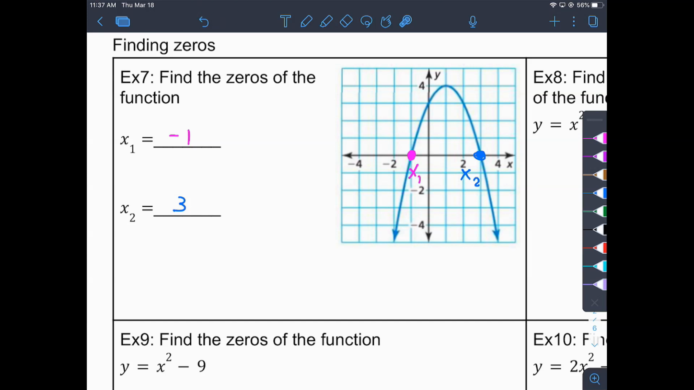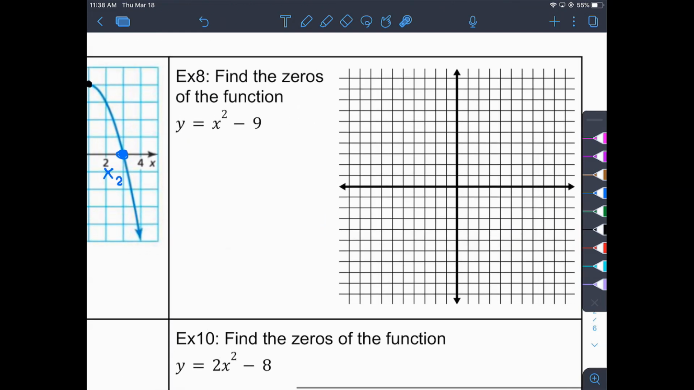But what I want to point out is that the vertex will always be exactly between where it crosses the x-axis. So I see that the crossing happens 1, 2, 3, 4 units apart. So 4 divided by 2 is, well, 2. So I go 2 units over, and the vertex would be along that grid line. And of course, we can see that it is up there. Just kind of a side note for you. So again, you can find the zeros on the graph by just looking to see where it crosses the x-axis.